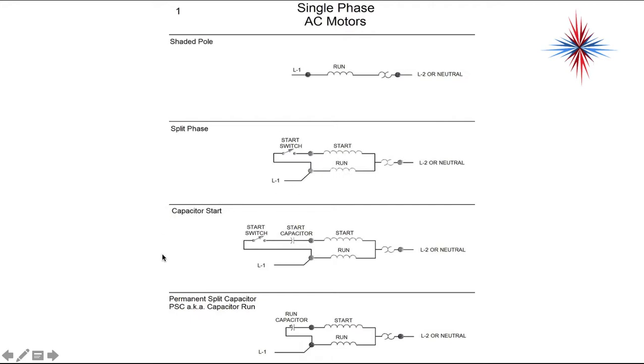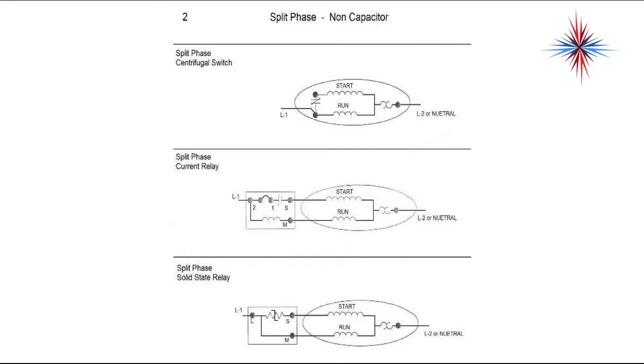Then we also have a capacitor start induction run known as a CSCR motor. Again, the start capacitor and the start winding come out of the circuit once the motor reaches a certain speed. Then we have a PSC for permanent split capacitor. In this motor, the start winding and the run capacitor are always in the circuit. Then we also have our split phase that uses a centrifugal switch. Again, the start winding comes out of the circuit once the motor reaches a speed.